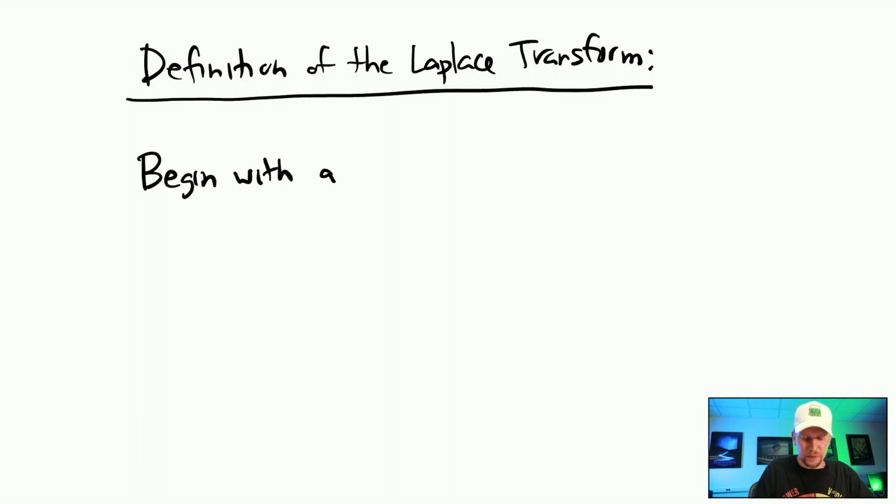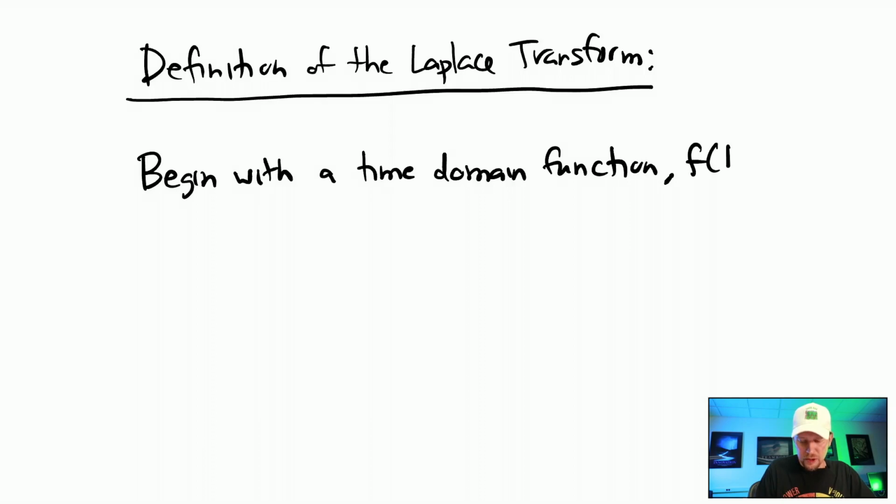a time domain function. And let's just call it f of t. So the fact that it is lowercase f is important, and the fact that it is a function of t is important. Now, f could stand for any parameter of interest. It might be a voltage, it might be a current, it might be a power. All of those are valid here, right?